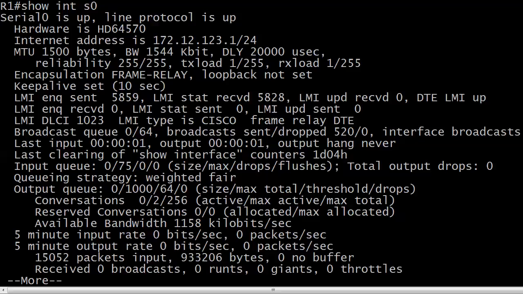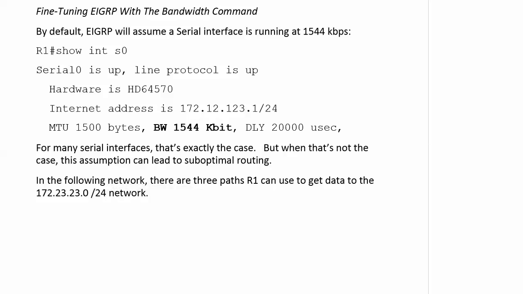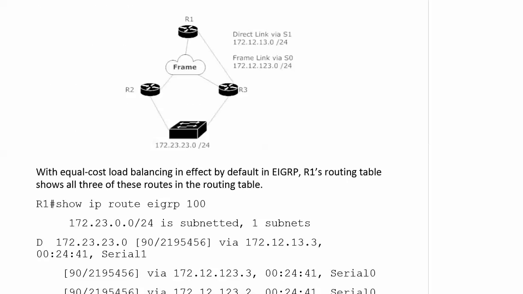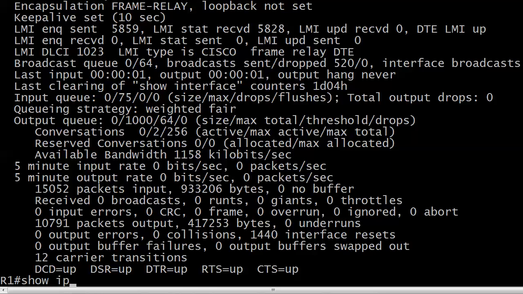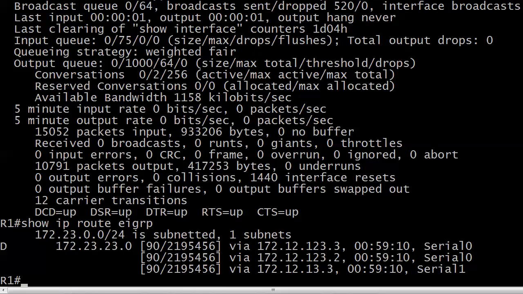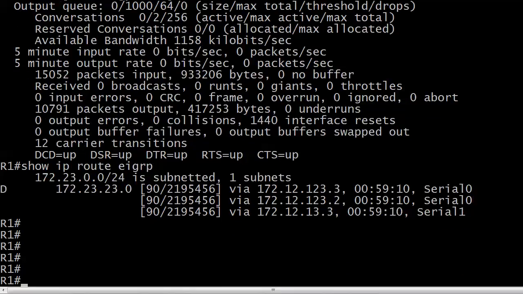And I'll start here by saying that bandwidth and delay are the only two that are used by default by EIGRP route calculations. In this particular instance, the lab we're going to run is going to be very familiar. We've got the 172.23.23.0 network. That's our Ethernet segment between routers 2 and 3. With equal cost load balancing in effect by default in EIGRP, right now router 1's routing table is going to show 3 entries for that. At least I hope it does after I said that. And there they are. You can see 3 routes to the Ethernet segment.